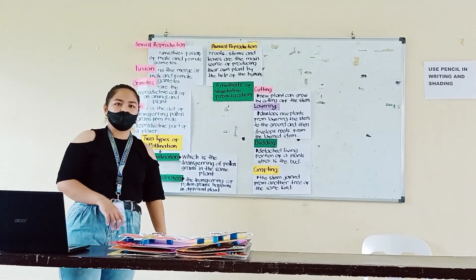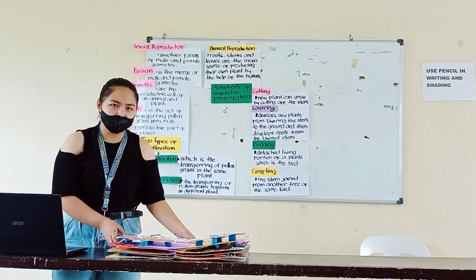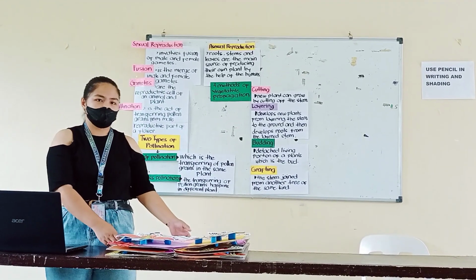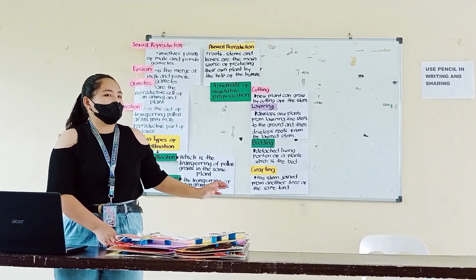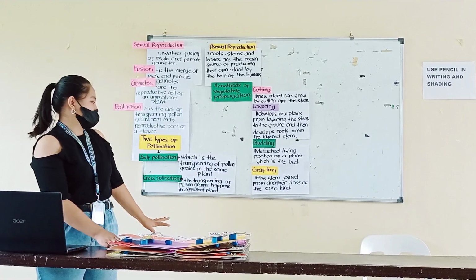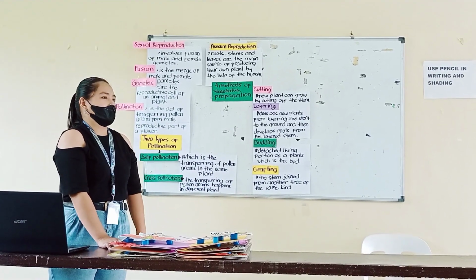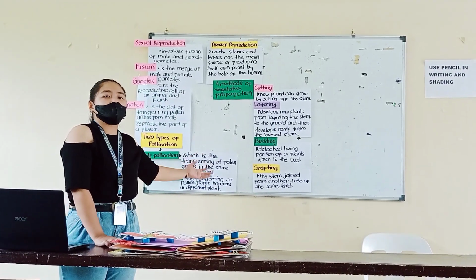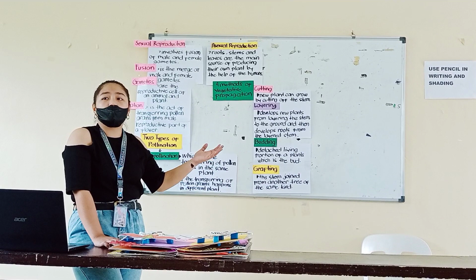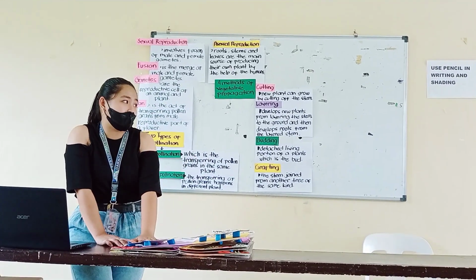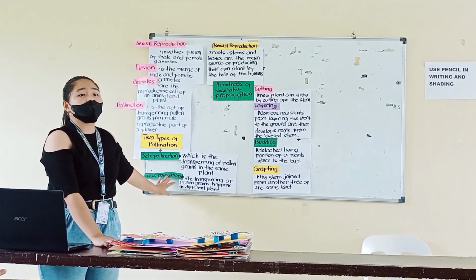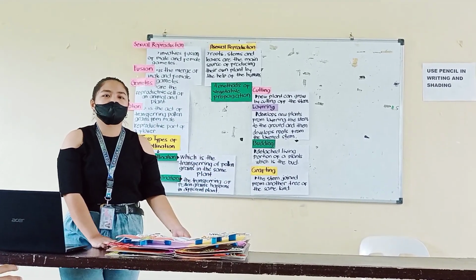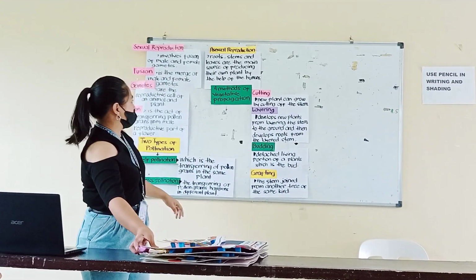It is the transferring of pollen grains in the same plant. Okay, that's good. How about cross-pollination? The transferring of pollen grains happens in different plants. Okay. So let's remember, when we say self-pollination, the transferring of pollen grains happens on its own plant, in the same plant, while cross-pollination happens between different plants, but of the same kind. So, understood? Yes po.